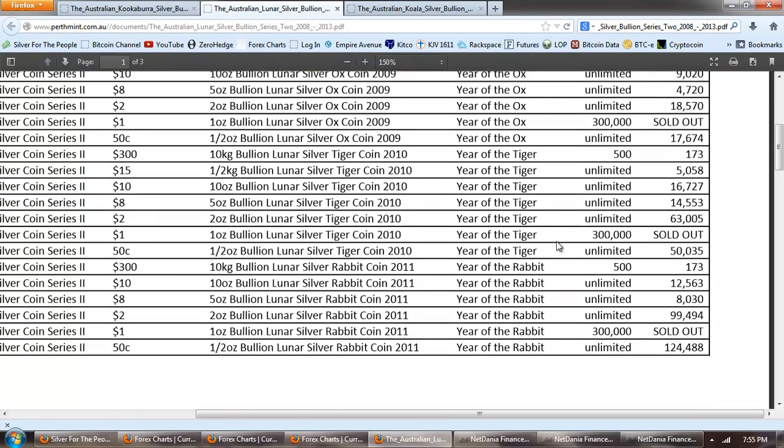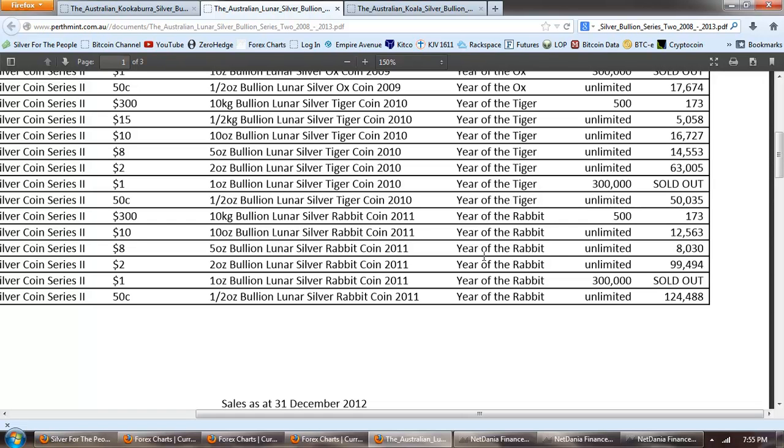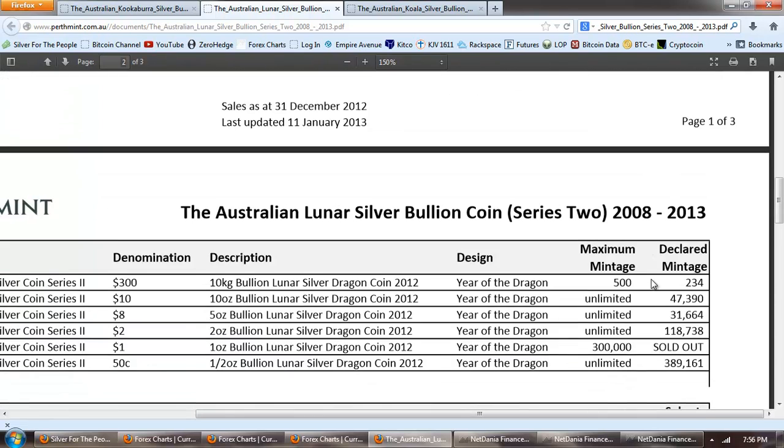The next year was the year of the rabbit. That was not one that I followed. I didn't like the coin. You can see though that they did 300,000. They did sell out, and they did 124,000 on the half ounce. So it was very popular on the half ounce. They did 2.5 times the amount that they did on the tiger.